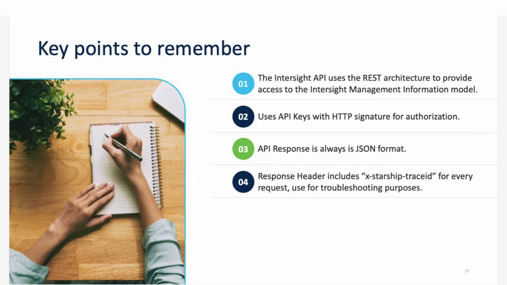Okay, now key points to remember from today's presentation: the Intersight API uses the REST architecture to provide access to the Intersight management information model. It uses API keys with HTTP signature for authorization. The response is always going to be in JSON format. And then if you want to investigate why your API calls are failing, in the response header, you can look out for the X-Startrace-ID, which is created by Intersight, and you can share that with TAC for troubleshooting purposes.